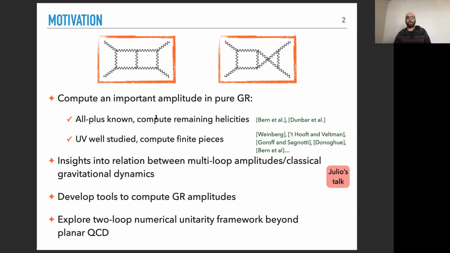Okay. So let me start with the motivation for why we wanted to look at this amplitude. The main motivation was to compute an important amplitude in pure gravity. So I will consider an amplitude with just gravitons, so no matter states. The all-plus amplitude was known, so we wanted to compute the remaining helicities. Also, the UV was well studied, but less was known about the finite pieces.